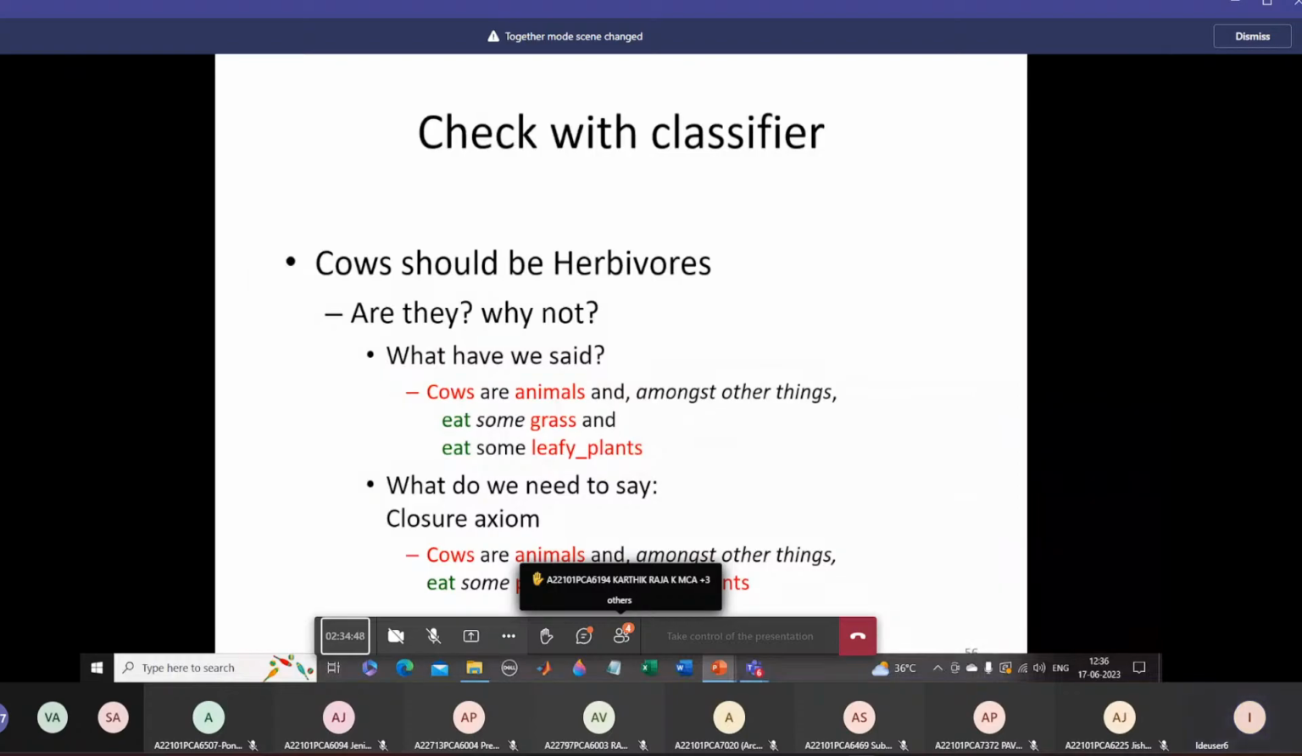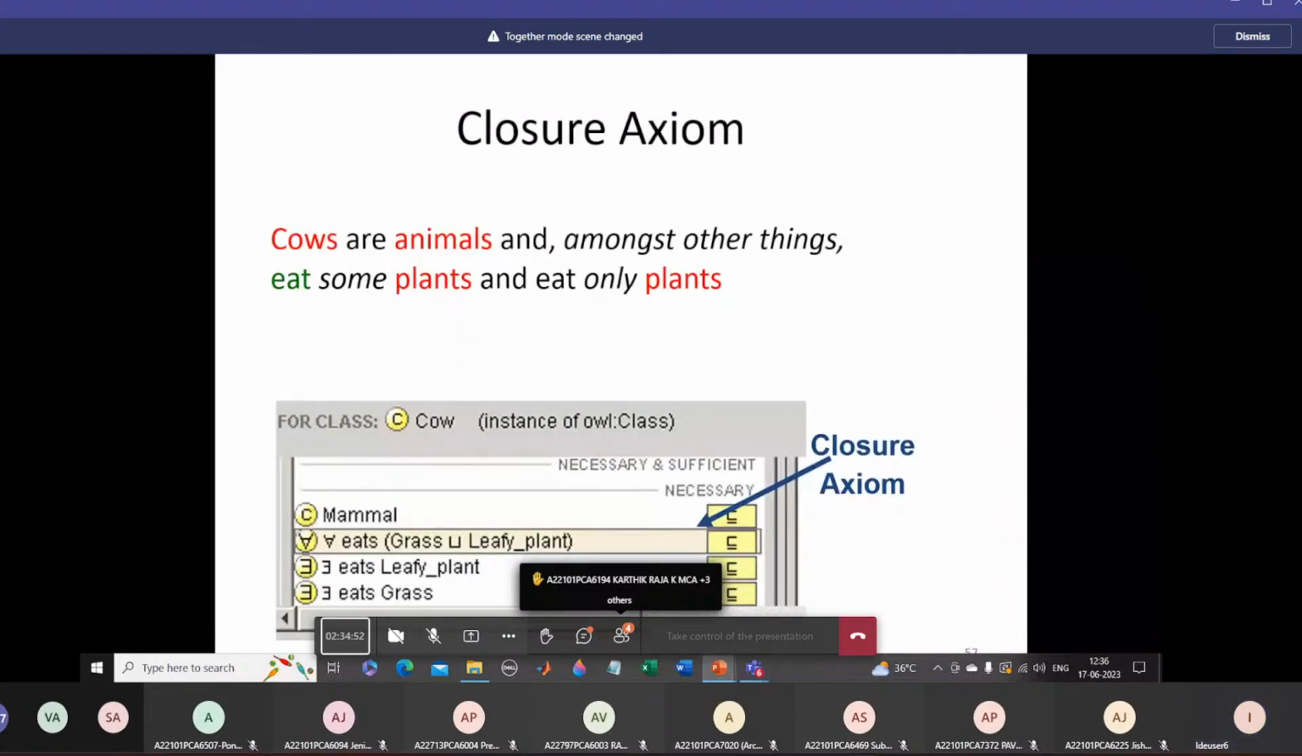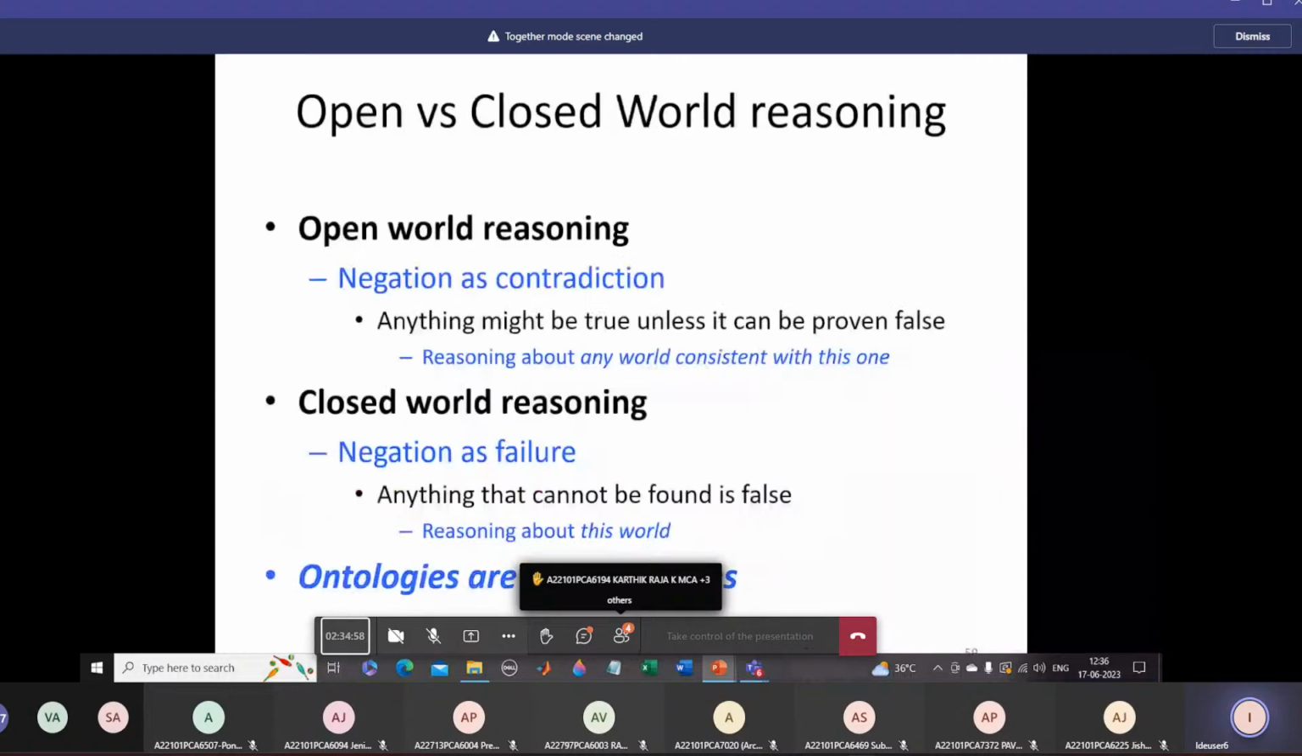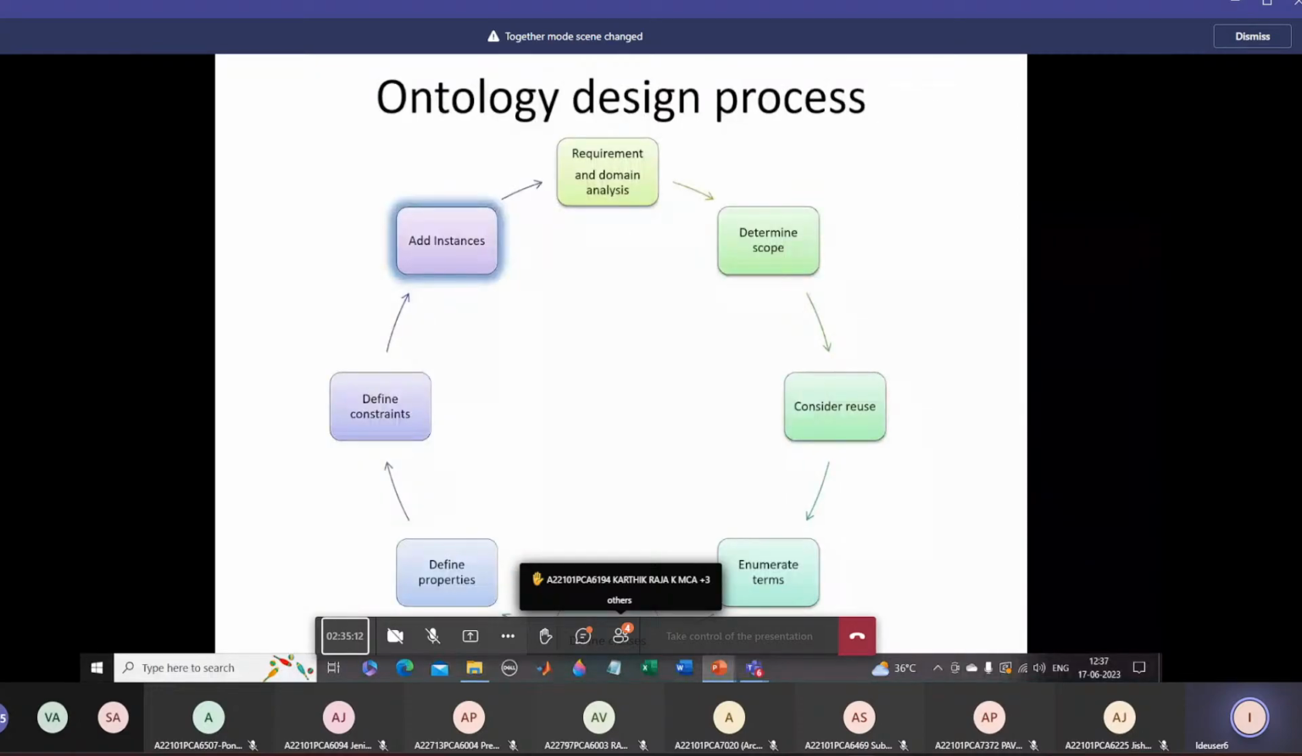Take the classifier, the viewer is like that. And then you should have some closure axioms. You can use it as the tool. So you have open versus closed world reasoning. Open in the sense of negation as contradiction, and closed means negation as failure. So you can say that ontologies are not databases here.